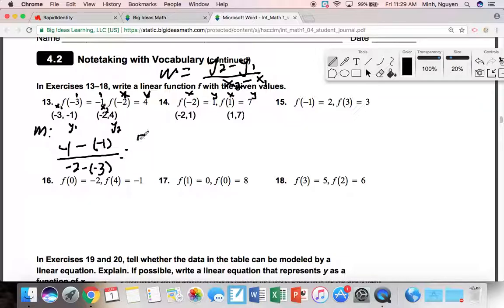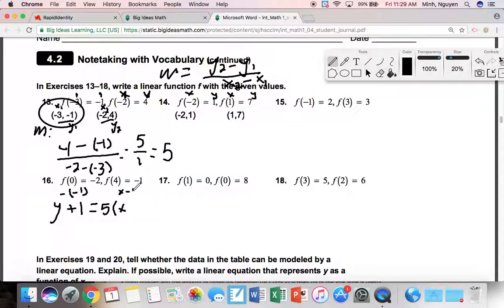4 plus 1 is 5. Negative 2 plus 3 is 1. We have a slope of 5. Continuing this, we can pick this point or we can pick this point. It doesn't matter. I will just stick with this one right here as we write our point slope form. Y minus negative 1 is y plus 1 equals slope times x minus x1.